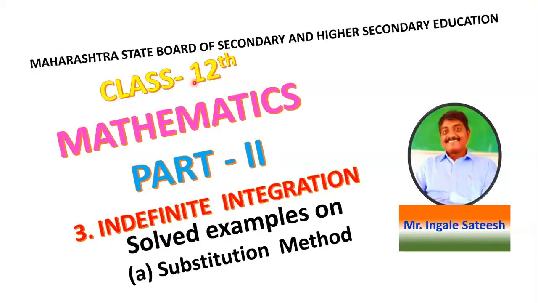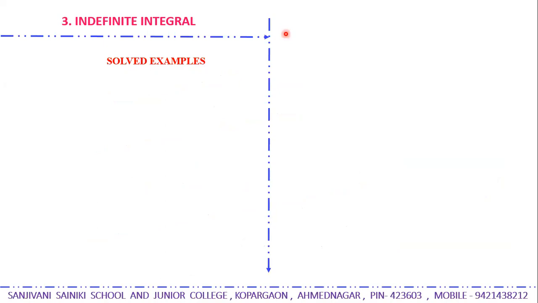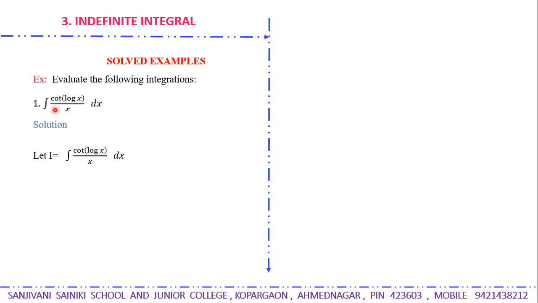Today we will see solved examples on substitution method. The first one is integration of cot of log x upon x. Now here, which is the function whose derivative is present in the integral? So log x and its derivative is 1 upon x. So we have to put log x is equal to t.